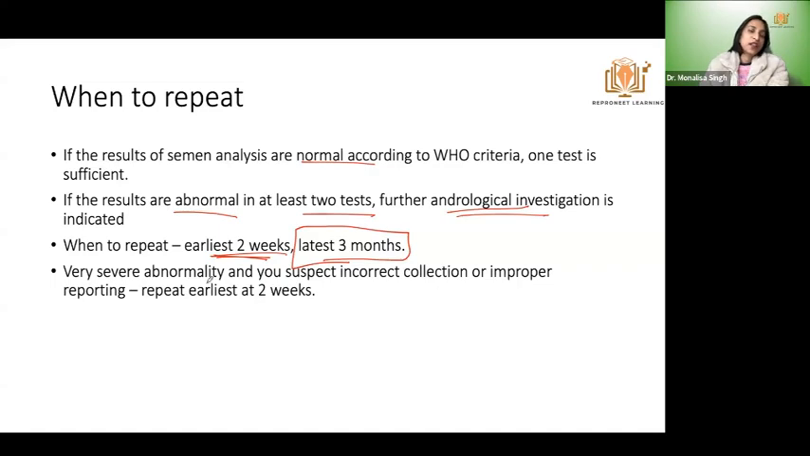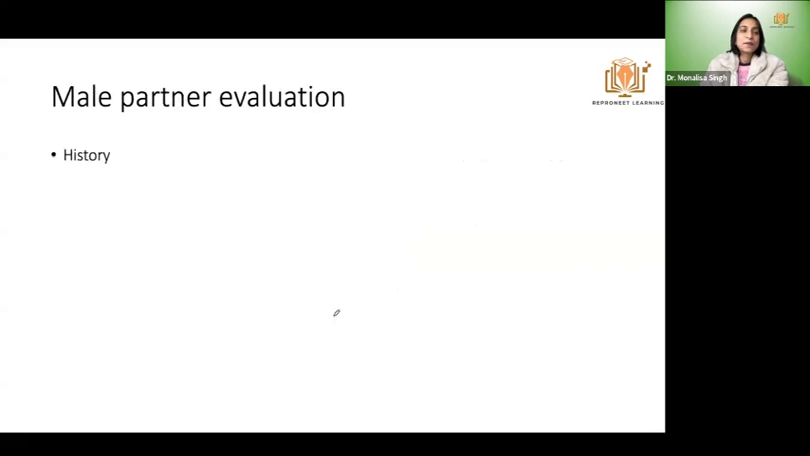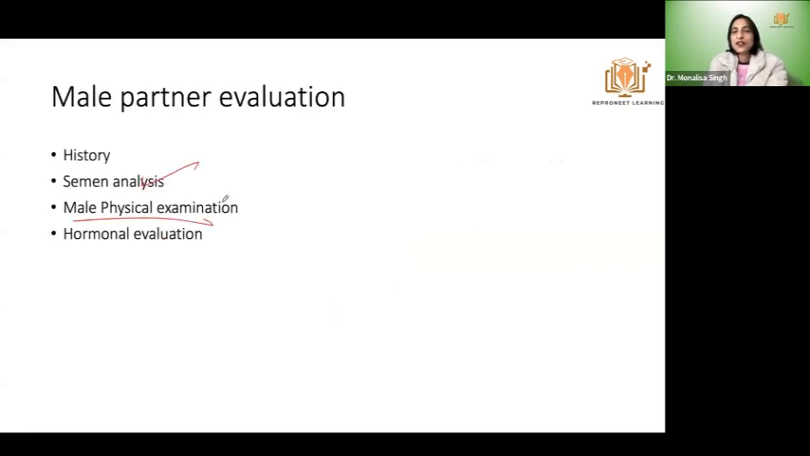Improper reporting or an actual abnormality, repeat test in 2 weeks. Mild abnormality, repeat in 3 weeks, 3 months. So we talked about semen analysis. Now male physical examination. Now, this is interesting in male reproductive evaluation, that first you do semen analysis.